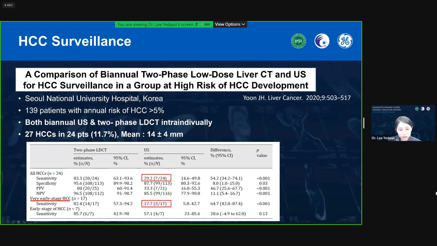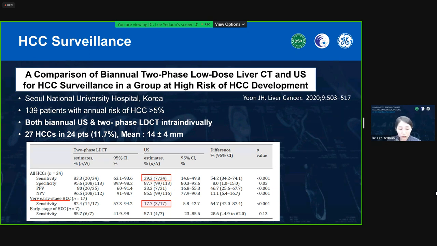The second study design was almost identical to the previous study. 139 patients with annual risk of HCC more than 5% were included. Instead of MR as in the previous study, this study compared biannual US and 2-phase low-dose CT intra-individually. Among 24 patients with HCC, 17 of them were very early HCC, which is less than 2 cm.